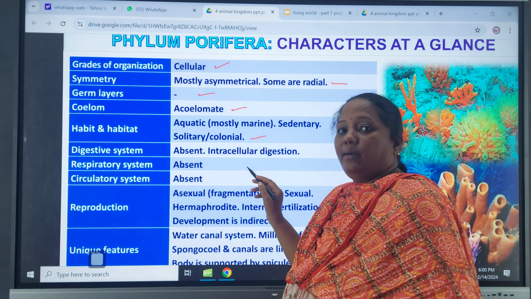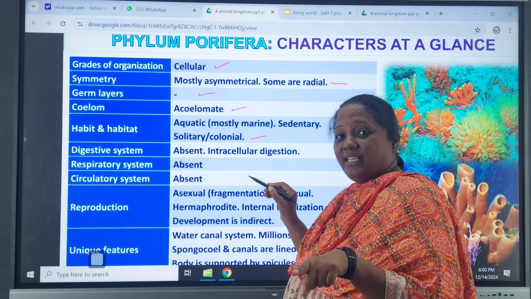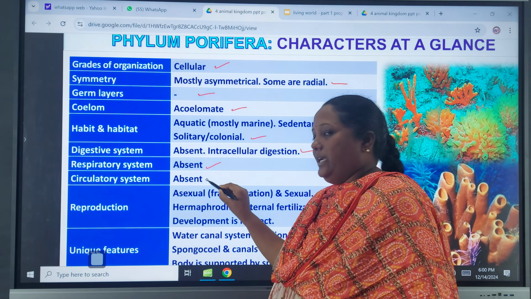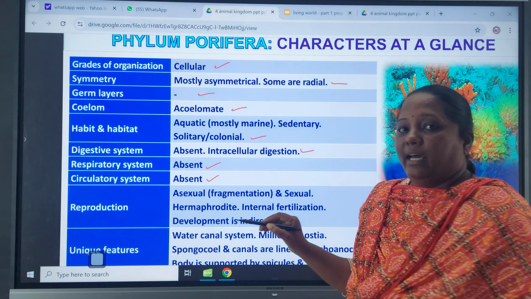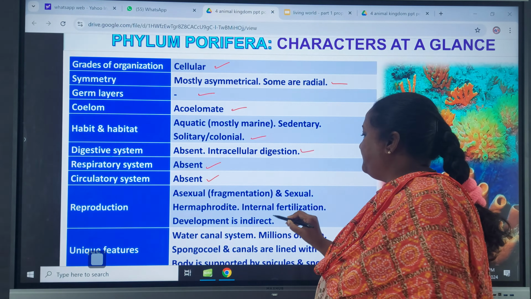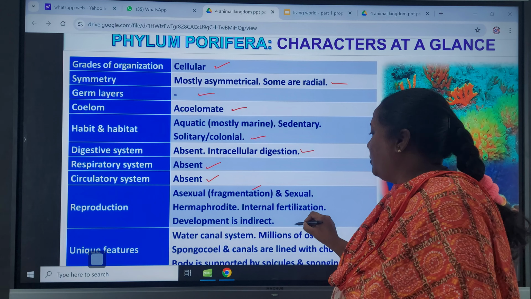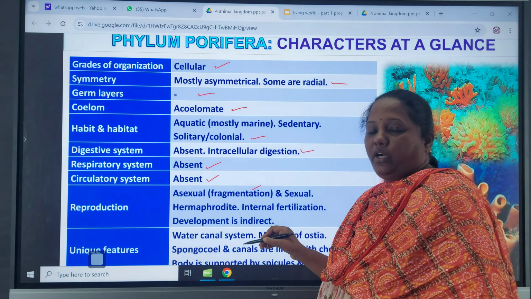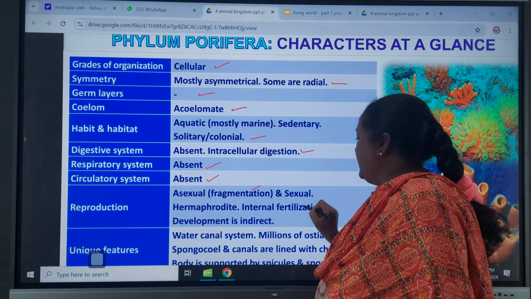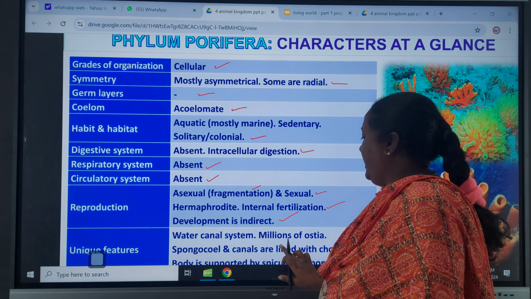Next, the digestive system is absent but digestion is present, intracellular. Next, the respiratory system is absent. The circulatory system is also absent. Next, reproduction occurs both asexually and sexually. Asexual is through fragmentation. Sexual is through hermaphrodites. What is a hermaphrodite? Both sexes are present in a single individual. Next, fertilization is internal and the development is indirect.